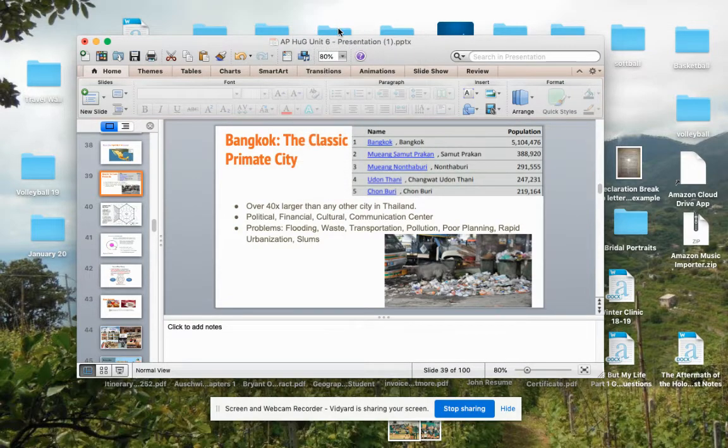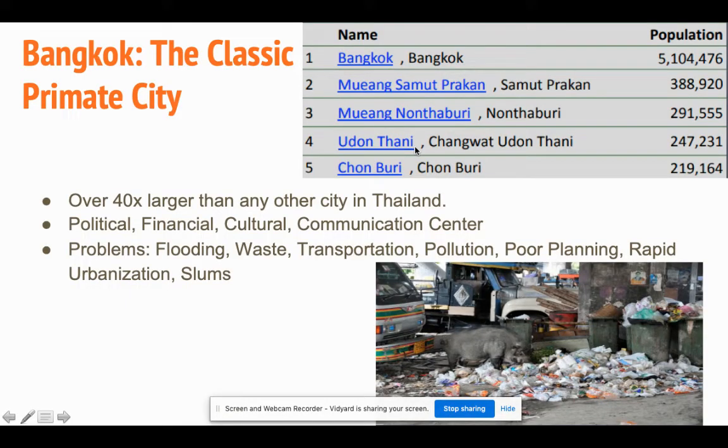Okay, so our next example of a primate city is Bangkok. Bangkok is the largest city in Thailand, and it is an extreme example of a primate city because Bangkok is over 40 times larger than any other city in Thailand. When I did some research on the population of Bangkok, I saw some estimates as low as 5 million, and some estimates having Bangkok's population swelling to 10, 12 million. So a lot of what we see with Bangkok is we simply don't know until Thailand does its next census how many people are living there, because people are moving into Bangkok so quickly.